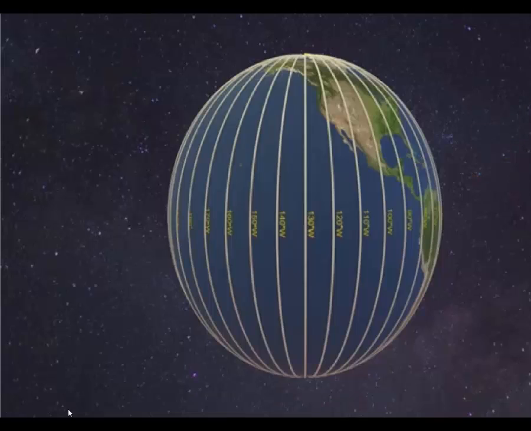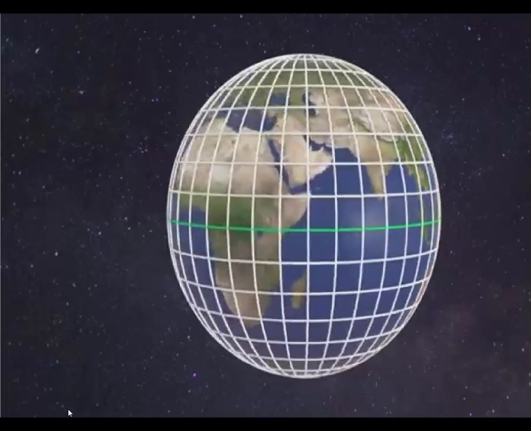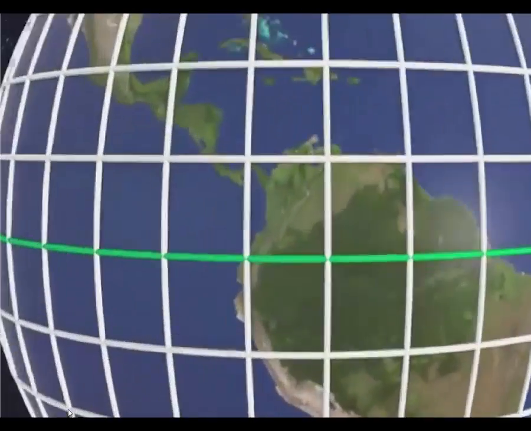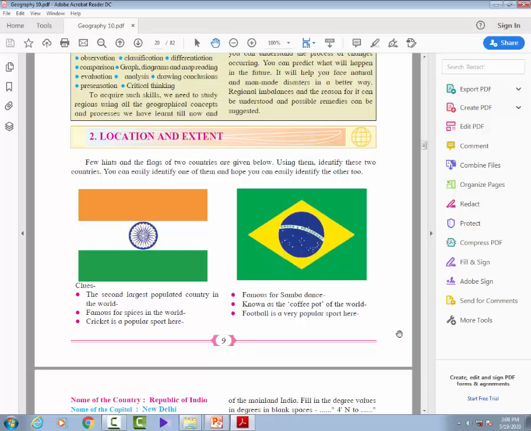Both the longitude and latitude form a grid and they intersect at right angles. See here. So remember students, for locating a place on earth, you need to read the degree of latitude and longitude. Okay students, shall we start with the second lesson? This is location and extent.